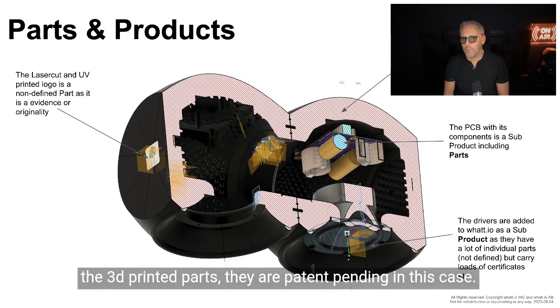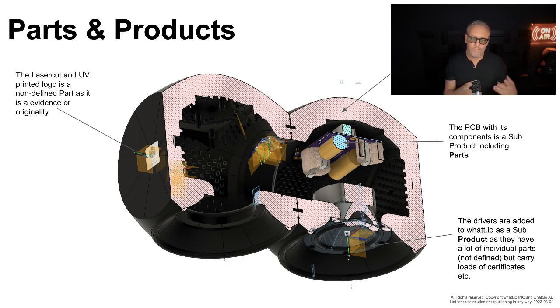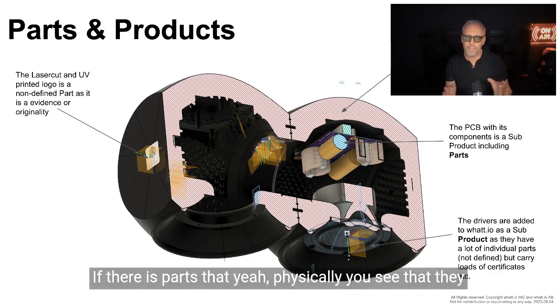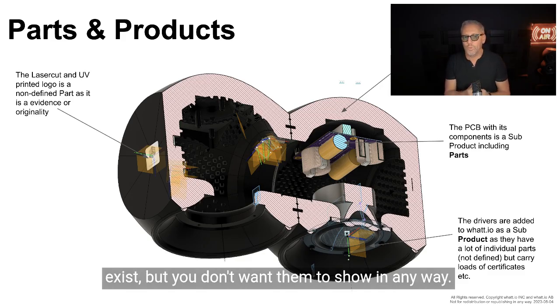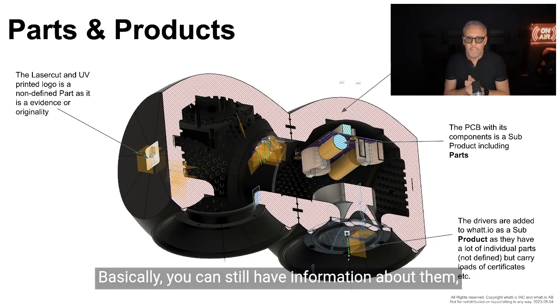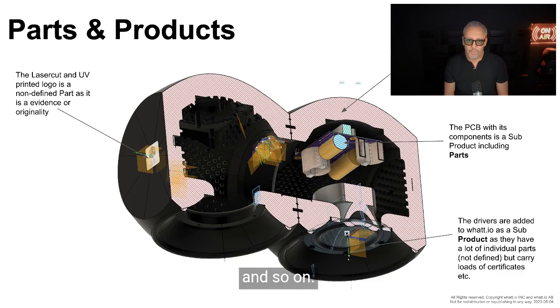The 3D printed parts are patent pending in this case. So that means that they are not shown, and you can totally avoid them too. If there are parts that physically exist, but you don't want them to show in any way, you can, of course, in the DPP, just ignore them. You can still have information about them, but you don't need to give any more active details.